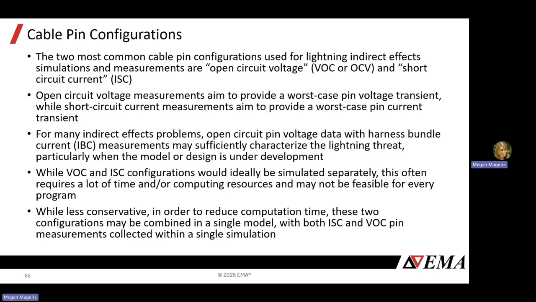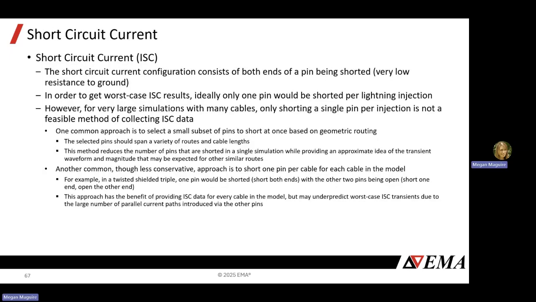So ideally they're simulated separately. This gets into why that might not always be the case. For short circuit current, ideally you'd only be shorting a single pin per injection. So for testing, you short a single pin and then do another injection with a different pin shorted. For simulation, that's not really feasible, especially if your simulations take days to run. So what can you do in this case? Because if you need short circuit pin current, you can't run dozens or hundreds of simulations.